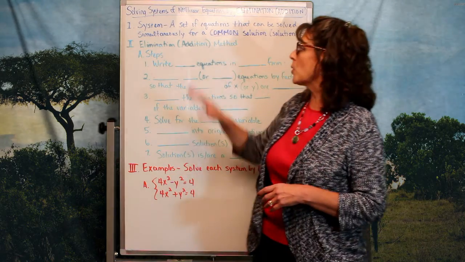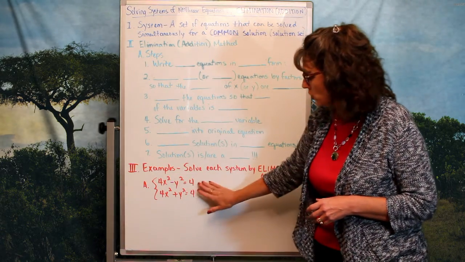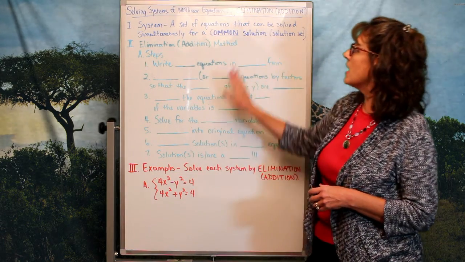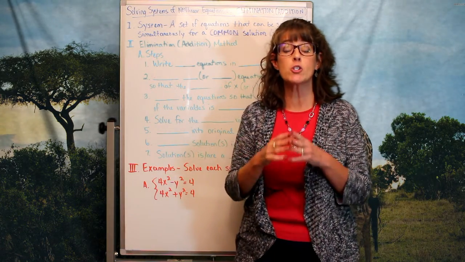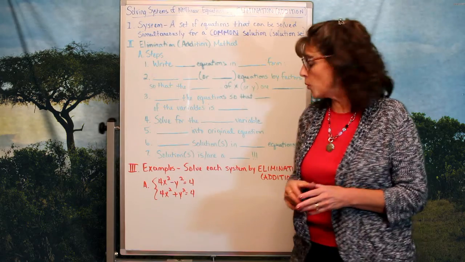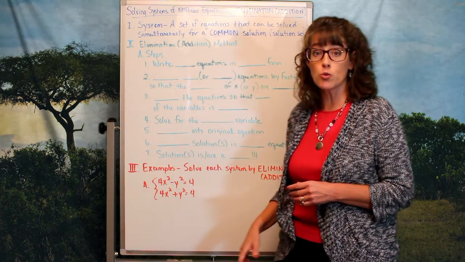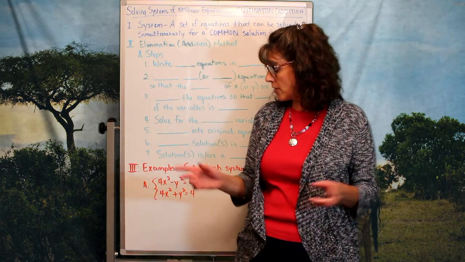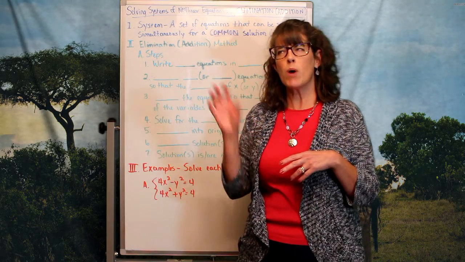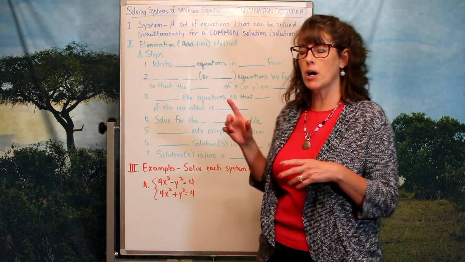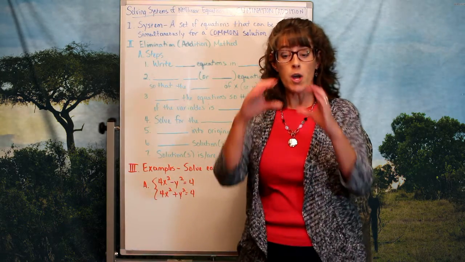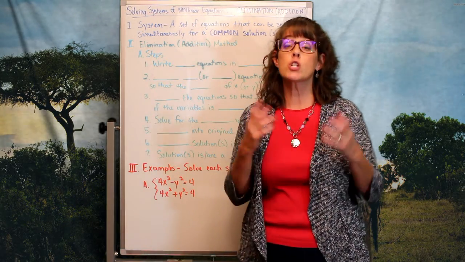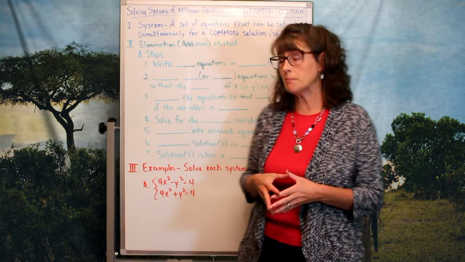So let's review real quick that if we have a system of equations, and you can see a system down here, that is a set of equations that can be solved simultaneously for a common solution. So I am looking for the point of intersection of the two graphs. Now these two graphs are going to be, well, one's going to be an ellipse and the other one's going to be a circle. But the point is these are curves, so there's going to be multiple points of intersection.